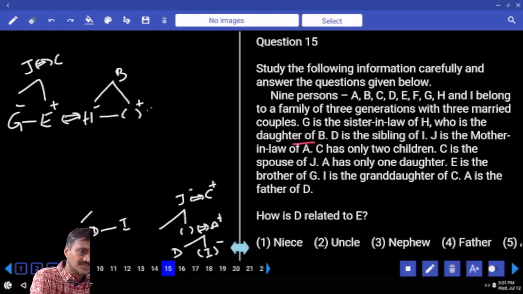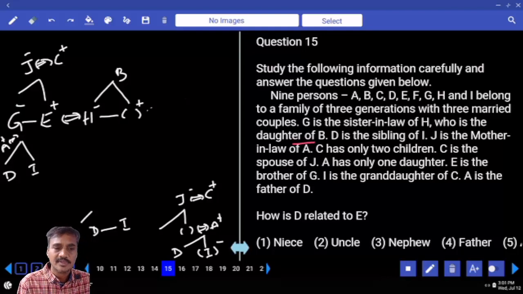And J and C. J is the mother-in-law of whom? A. And C and G are a married couple, A is ML. 1, 2, 3, 4, 5, 6, 7, 8. Now out of which, D and I are siblings to each other. As D and I are siblings, and both these two persons are the children of D and I. Then who is the person left over?